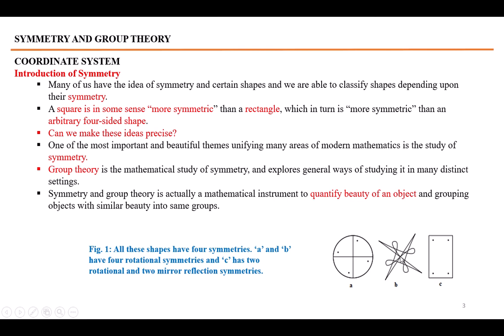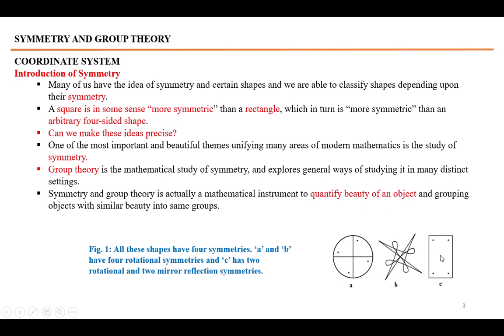Similarly, these shapes also have four rotational symmetries, because on rotating by 90 degrees about this axis passing through this point perpendicular to the plane, this position will take the place of this one, so it will give you the same symmetry. So a 360 degree rotation about this axis will give four indistinguishable images. So it has four rotational symmetries as well.